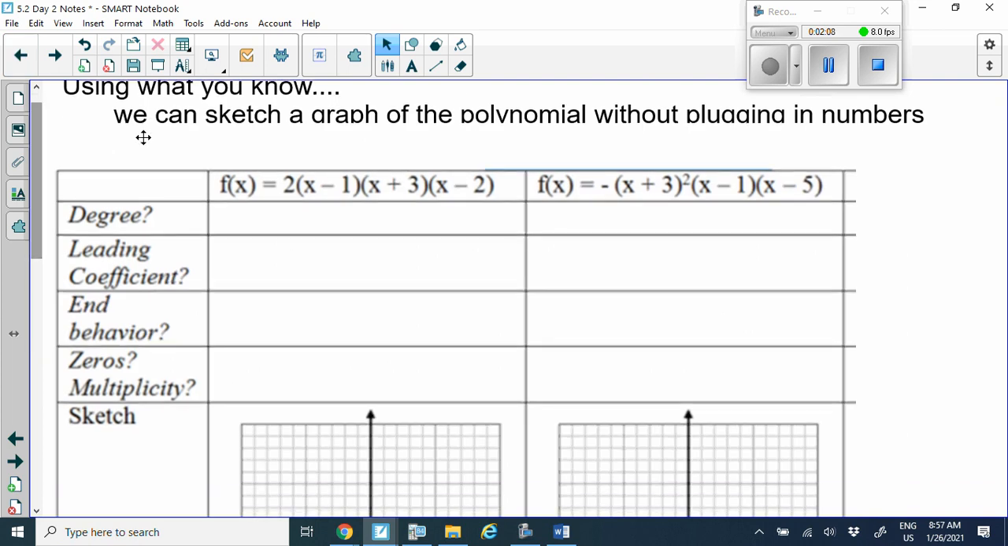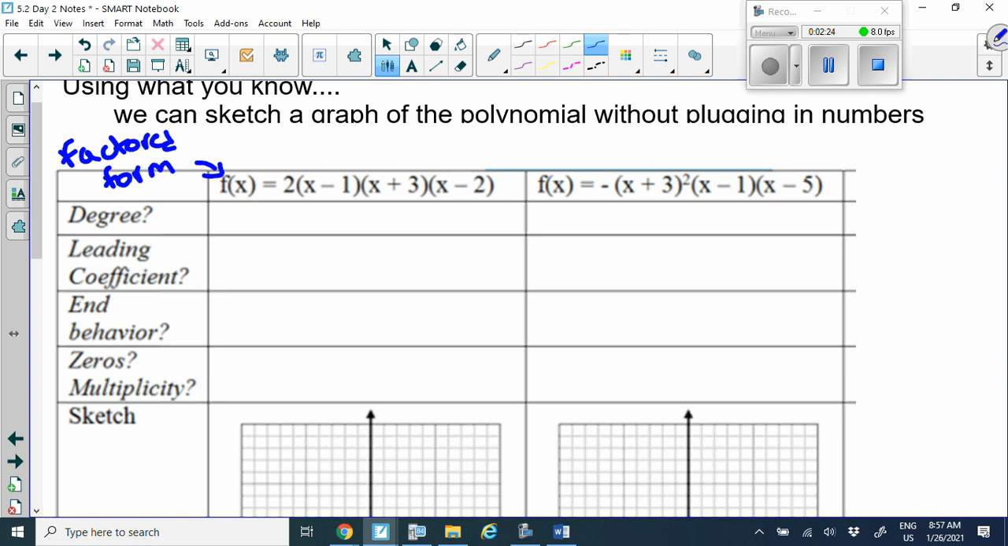Okay, so let's look at the first one. We have f of x equals 2 times x minus 1 times x plus 3 times x minus 2. So remember, to find the degree, notice we are in factored form. So it's always good to know what factored form is. Okay, so notice that on each of these, the exponent is 1. So to find the degree, we do 1 plus 1 plus 1, which means we get 3. And notice 3 is an odd number.